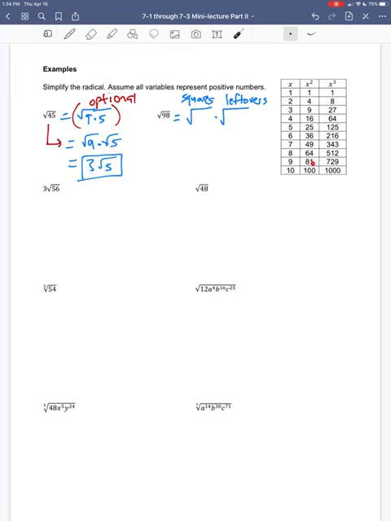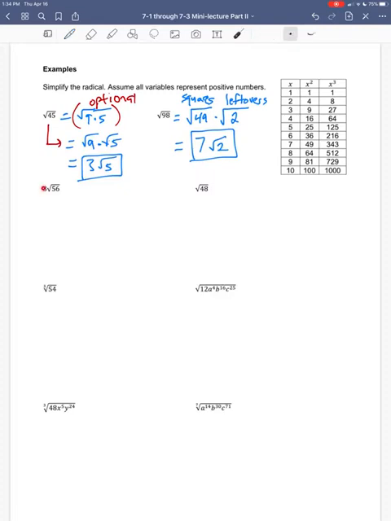So what can I divide 98 by? Not by 81, not by 64. But 49. And again, you can use your calculator. 49 times 2 is 98. So I can rewrite this as the square root of 49 times the square root of 2, but then the square root of 49 is just 7. So I get 7 times the square root of 2.